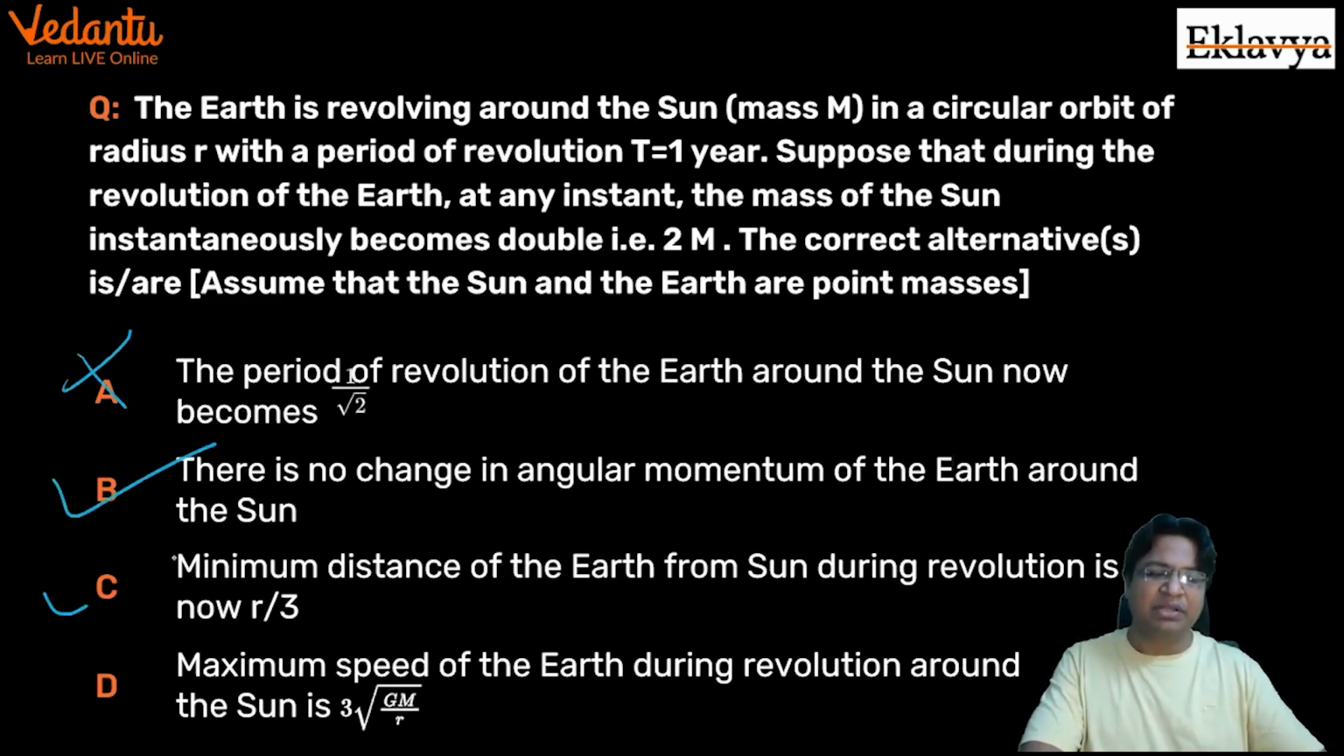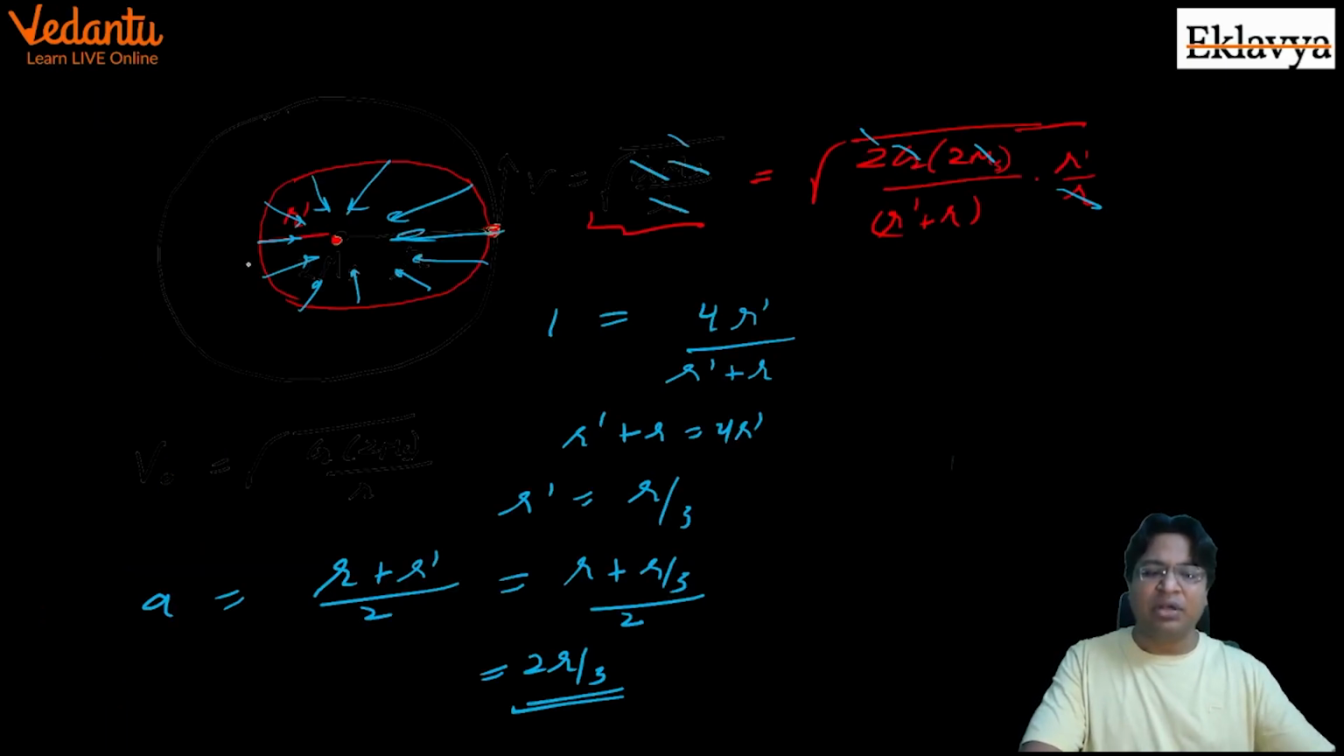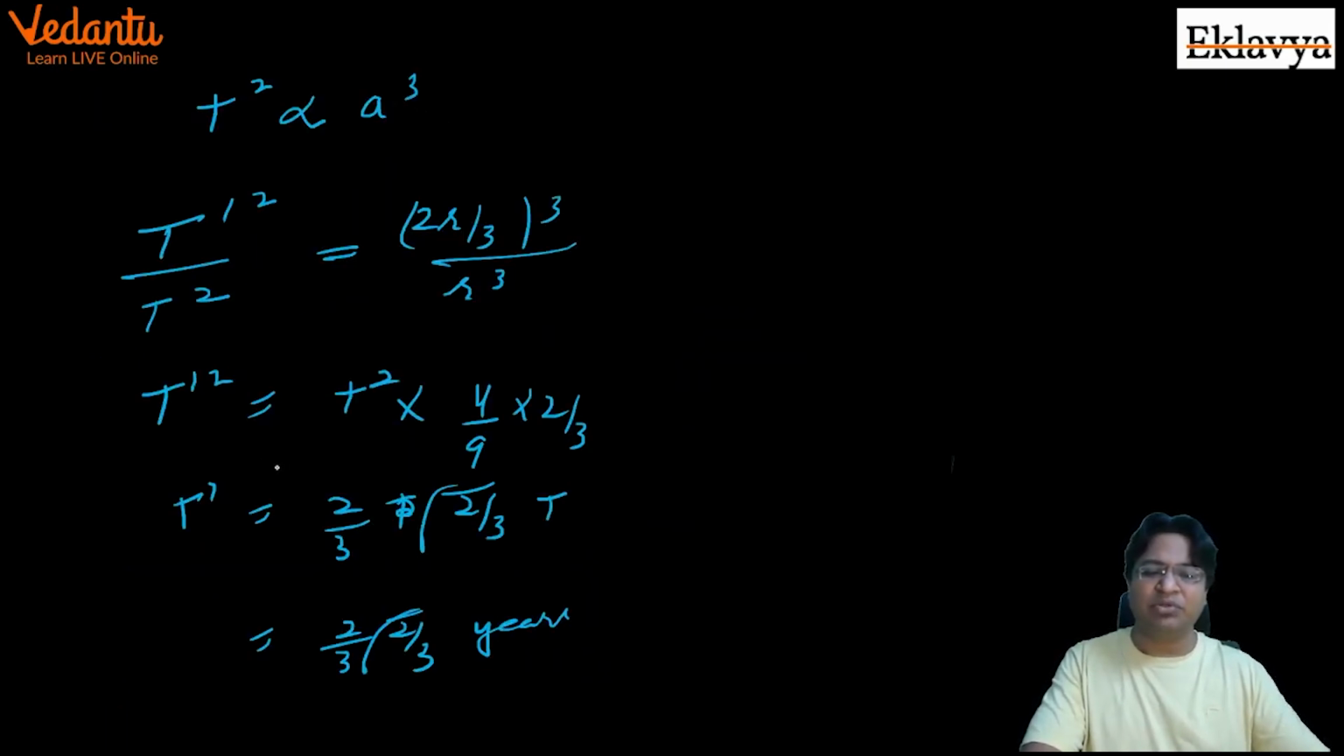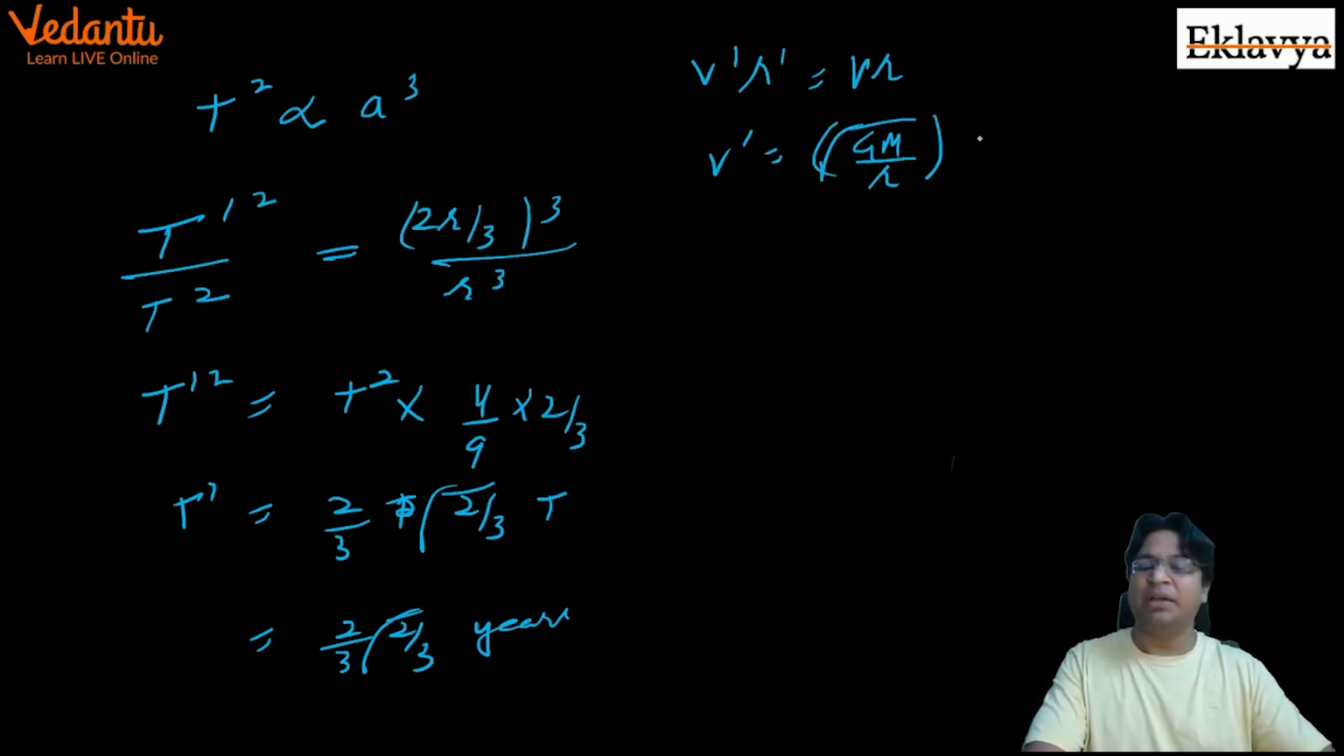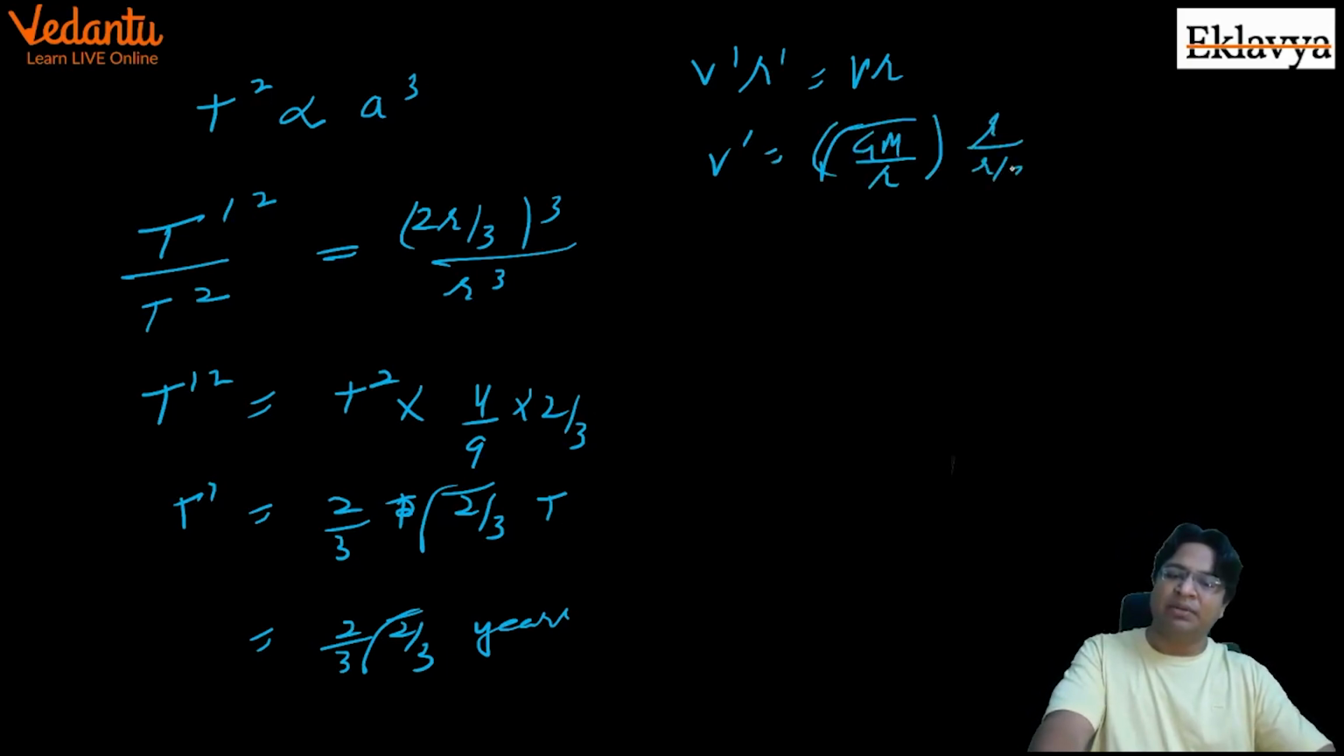Minimum distance is r by 3, we have calculated that. The maximum speed of earth, so to calculate the speed at this point, let's say this be v prime, you can use the fact that v prime into r prime would be the same as v into r. So v prime would be root of GM by r, this is v, into r by r prime. R by r prime is like r divided by r by 3, so 3 times the speed would be there.